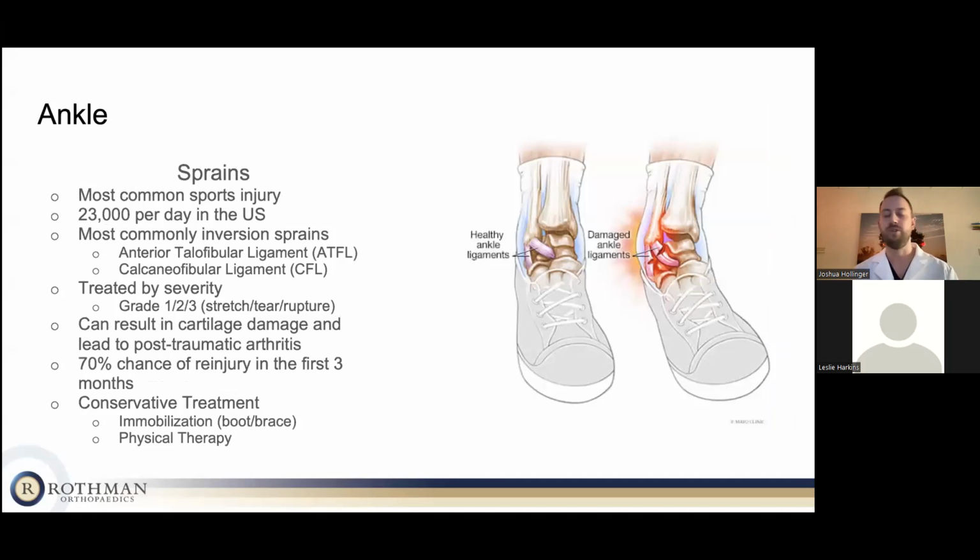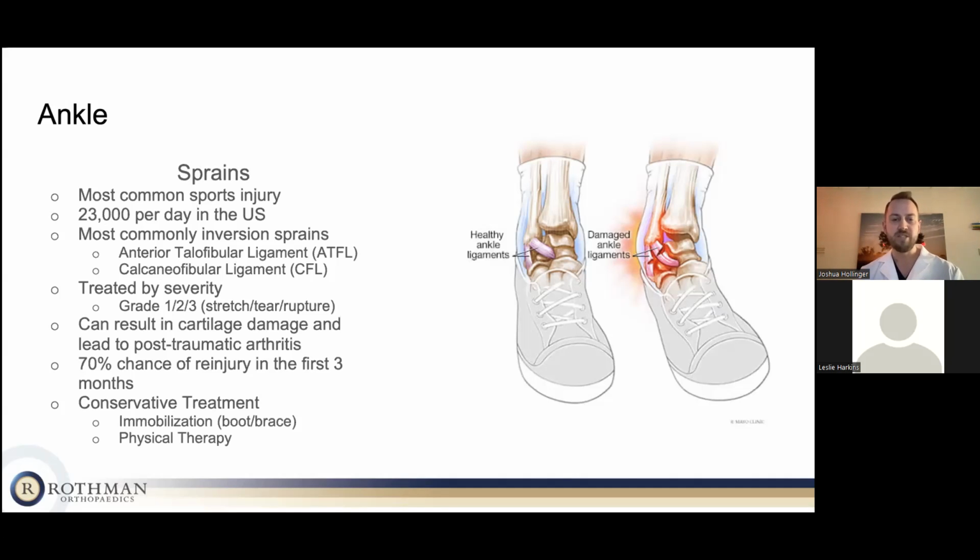Ankle sprains are the most common sports injury that we see. There's 23,000 per day in the US that happen. Most commonly, these are inversion sprains like you see from this picture on the right, where we see the ankle roll to the inside with the pressure on the outside. The two ligaments that are most commonly affected are the anterior talofibular ligament and the calcaneofibular ligament, which you can see have small tears in them on that right-hand picture.